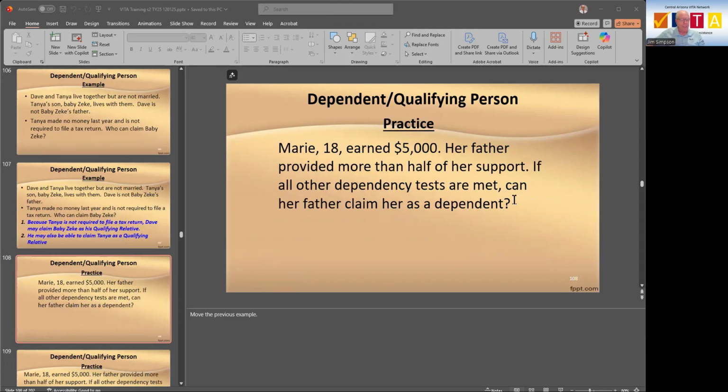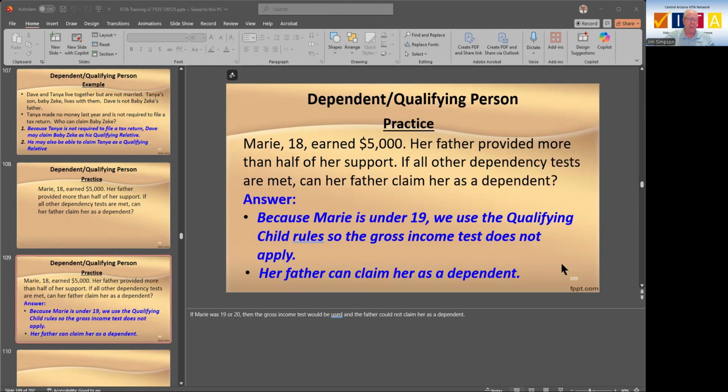Let's try another one. So Marie, she's 18, she earned $5,000. Her father provided more than half of her support. If all other dependency tests are met, can her father claim her as a dependent? So put this on pause, look at your 4012. This one's not very difficult. I think you'll get to this. Because Marie is under 19, we use the qualifying child rules so that the gross income test does not even apply. If she's under 19, there is no income test for a qualifying child. Okay, so her father can claim her as a dependent.